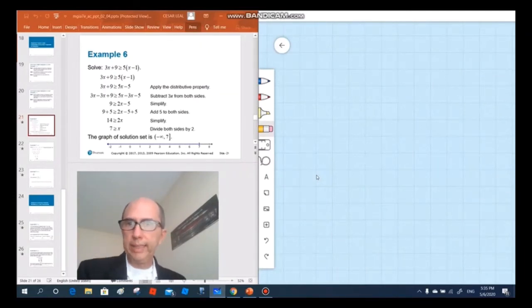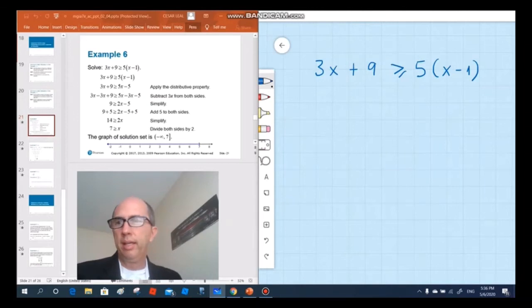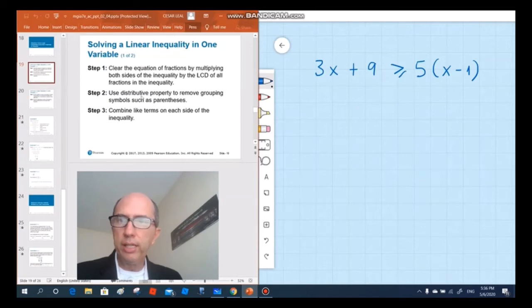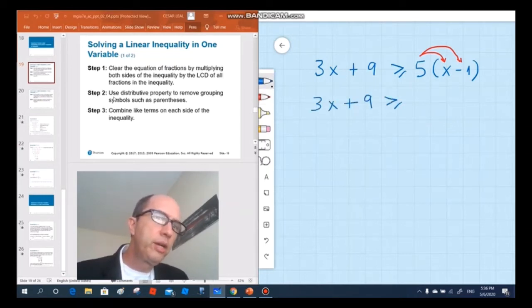Okay, example number 6. We have 3x plus 9 greater or equal than 5 times x minus 1. Let's remember here the step by step. First step, clear equation of fractions, no fractions. Second step, use distributive property. So let's use here the distributive property, right? So 3x plus 9 greater or equal than 5x minus 5. 5 times negative 1, minus 5.